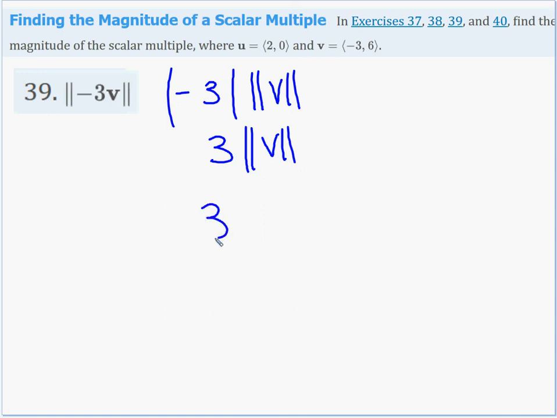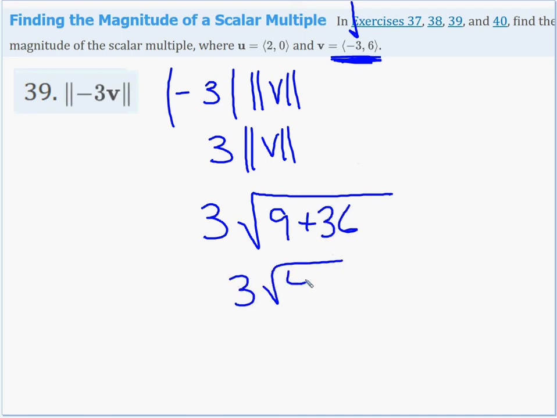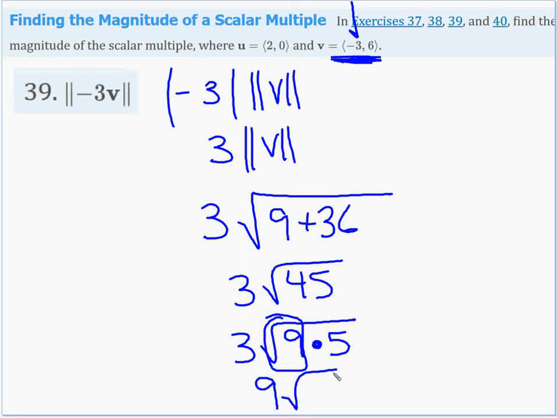All right, v is right here in its component form, so let's give ourselves a radical. The first term is negative 3, square that to a 9. The second term, 6, square that to a 36. If we add those up, we get 45. Now 45, we can reduce that. 45 is 9 times 5. So the square root of 9 is going to come out as another 3. This 3 multiplied to a 3 gives 9 root 5.